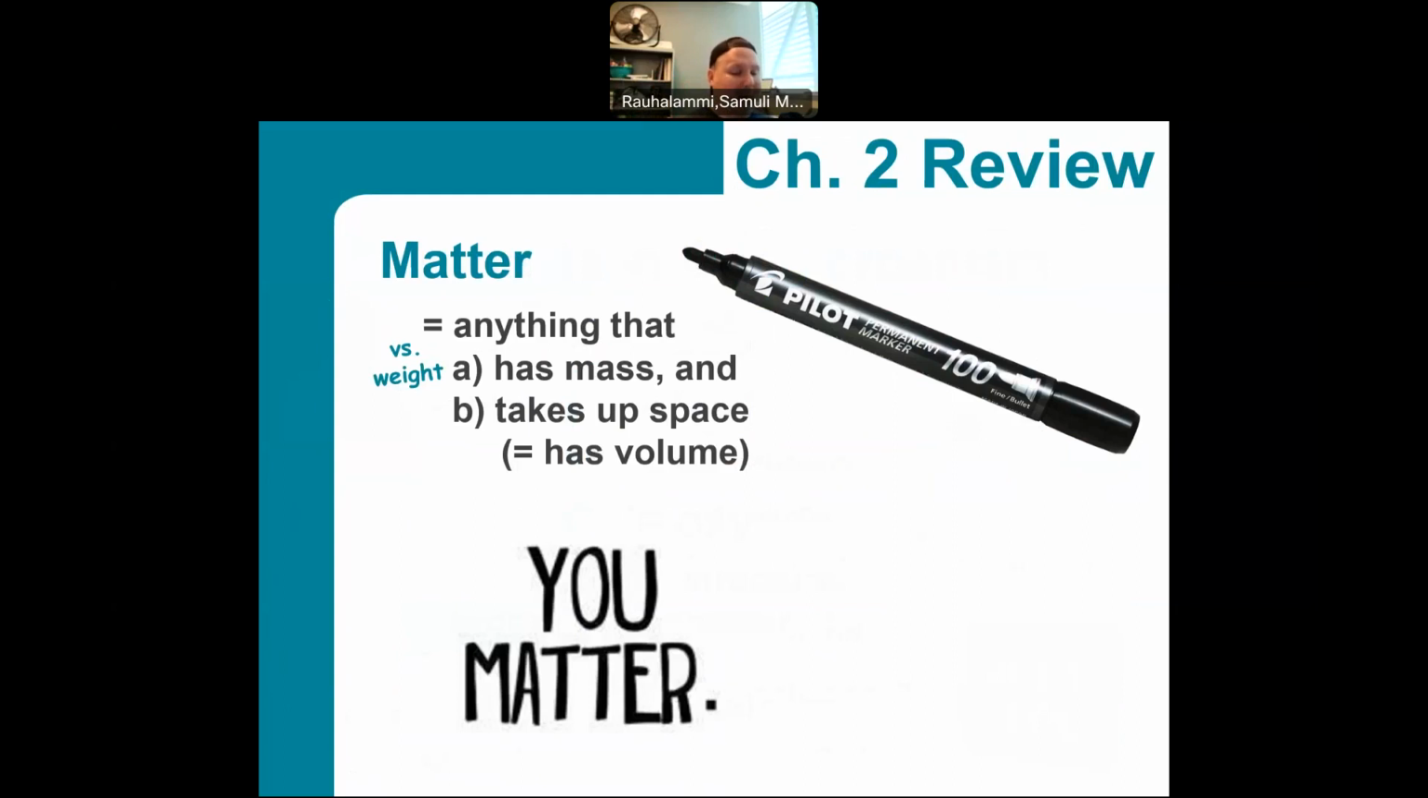So if something's matter, it has a weight, or it has a mass, if we're being more precise. In addition, matter tends to take up space in the universe, so it has some sort of a volume. The example that I've used on this slide, as you can see, is this marker. So markers, for example, we know that this is a piece of matter. It's a real thing that exists because it has this mass and it takes up space in our surroundings.